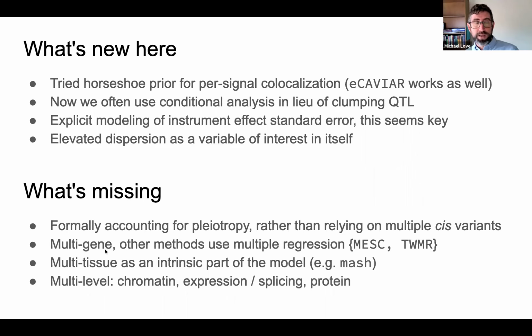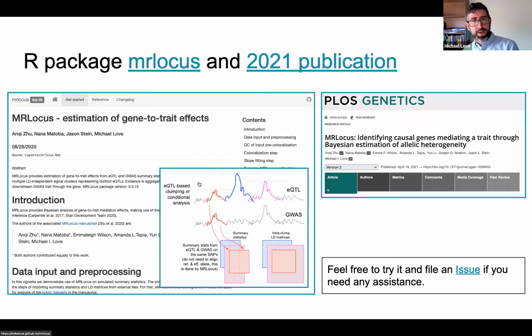Other methods consider multiple genes in a locus, and that's probably a good idea. Biology is complicated, and there could very well be multiple different mediating molecules in the same genomic locus. Other methods model multiple tissues intrinsically, whereas we're just hoping that we picked a good tissue. And additionally, I think it's really interesting now to also tackle multiple levels, to see how the mediated heritability passes through things like chromatin or methylation, through expression or splicing, and then into protein. That's, I think, beyond the scope of what we tried in this first pass.